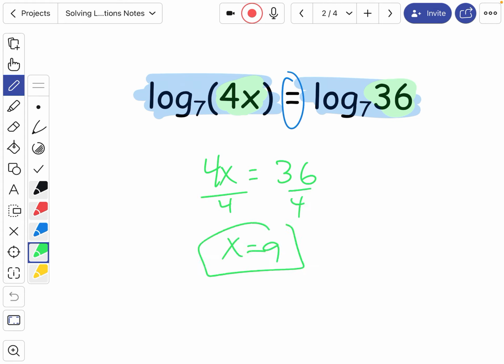9. Easy peasy. Now, one thing I would strongly encourage you to do is plug it back in to make sure that it indeed does work.